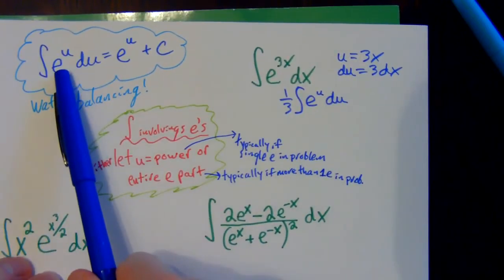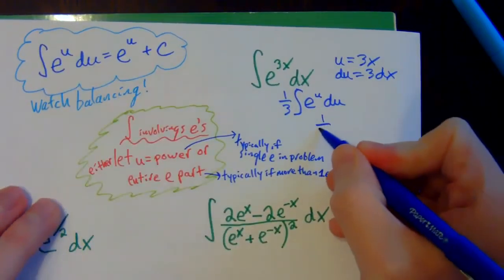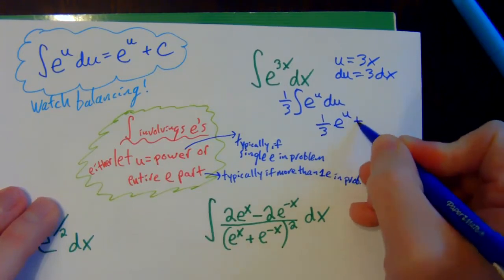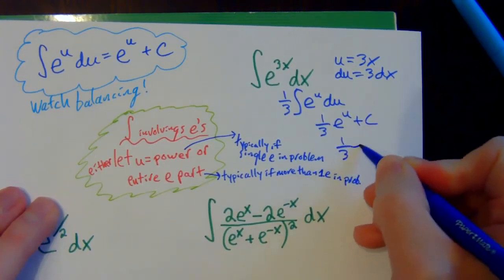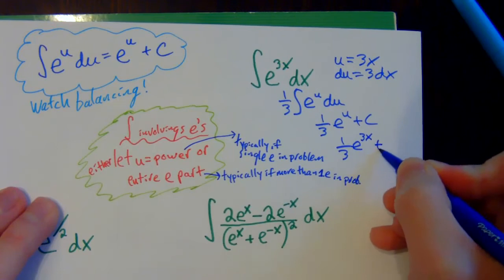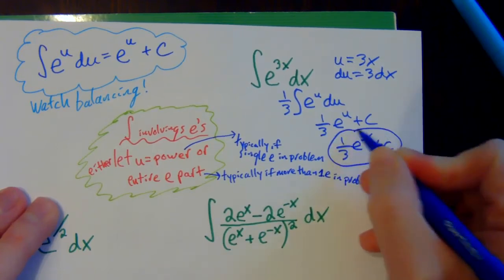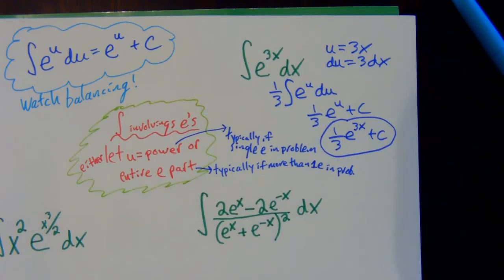And now remember, here's our new property. When we integrate e to the u, we get e to the u, and then you're going to plug your x's back into the problem. Remember your plus c because we have an indefinite integral, and then we're done.